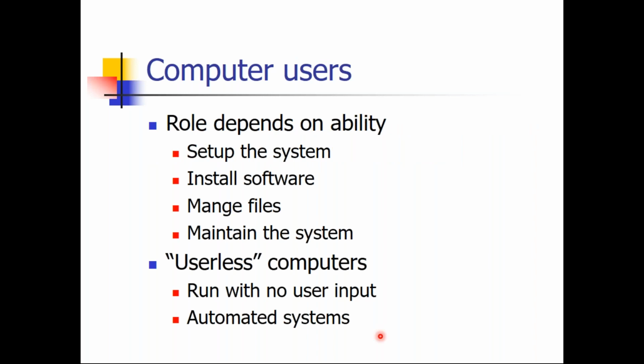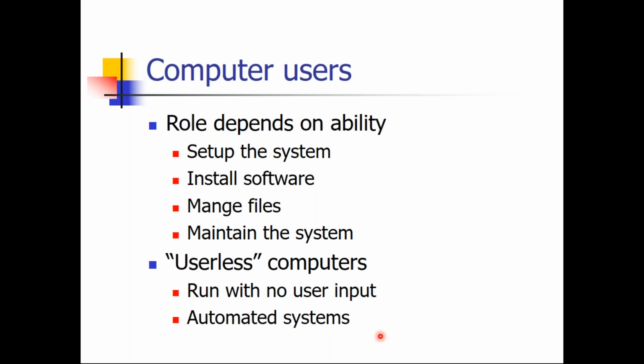The computer user's role depends on the ability. How is a computer user going to do? It is up to the user actually to use the computer, to set up the system, to install the software, to manage the files, to maintain the system. Again, it is totally dependent on the user.